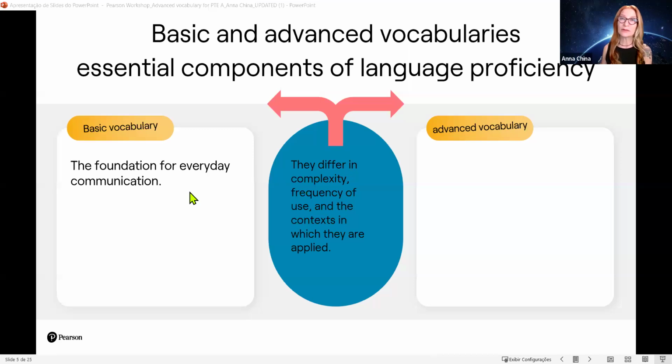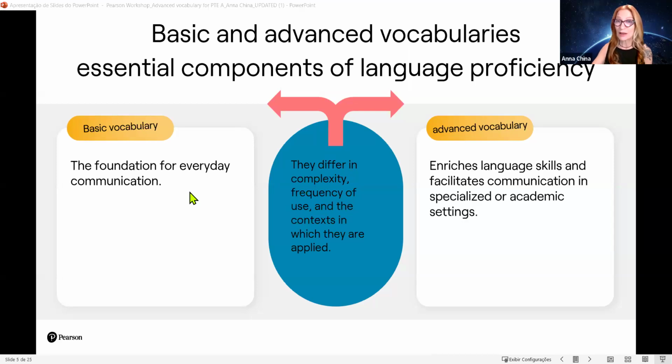Now, how does basic vocabulary differ from advanced vocabulary? Basically in complexity, frequency of use, of course, and the context in which they are used. So when we have basic vocabulary, we're going to use it in everyday communication. But advanced vocabulary, it doesn't mean fancy, awkward words. No, we're talking about preciseness. We're talking about really expressing. So that's the main idea here.